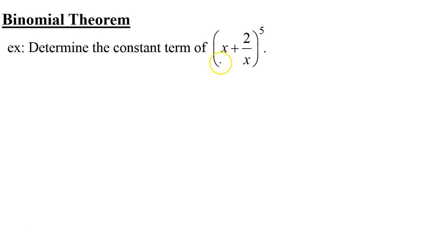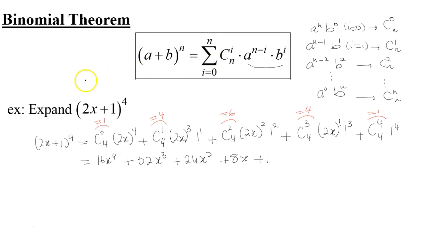And usually when they don't ask for the full expansion, you do not expand the whole thing. You just look for the term they're asking for using the binomial theorem. Unlike the other example, in this example, they asked us to expand. So when they ask you to expand, you'd actually find the whole thing.